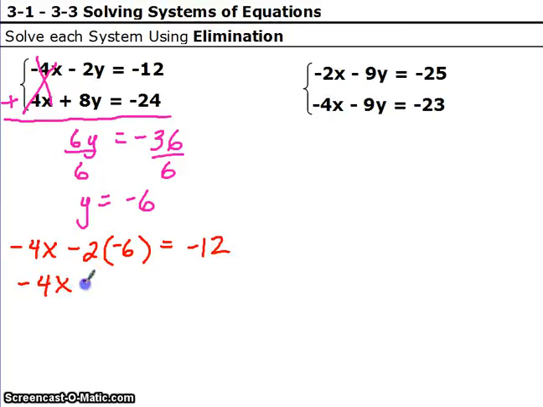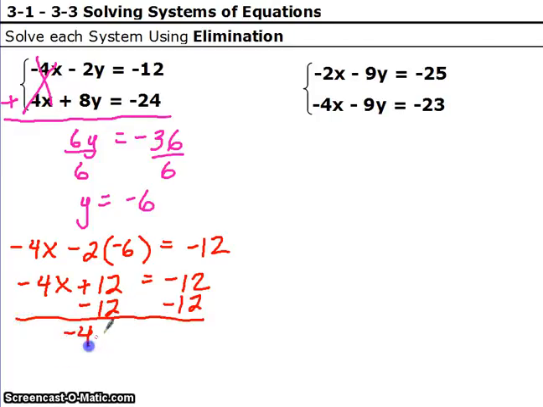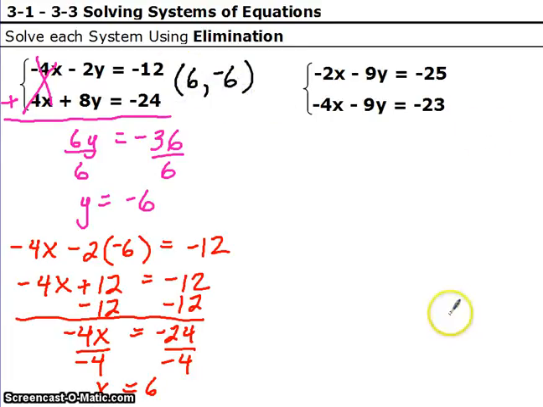All right, and solve this for x. So multiply those together. Negative times negative equals positive 12. We're going to have to subtract 12 to the other side to cancel it out. And that's going to equal negative 24. And then finally we're going to divide by negative 4 to get x by itself. So x equals, the two negatives cancel, 24 over 4 is positive 6. So our solution on this one, remember we still write it as a coordinate point, 6, negative 6.